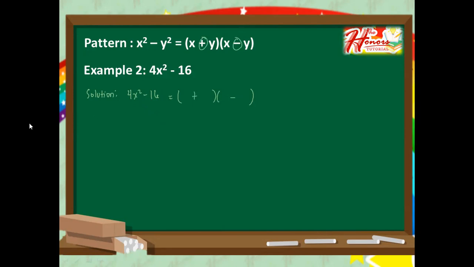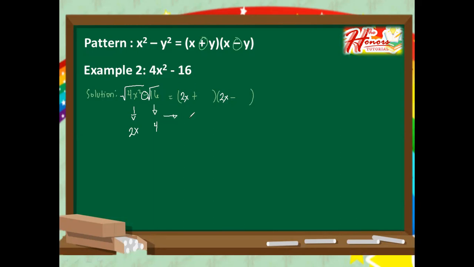And then after that, get the square root of the first term, 4x squared. Square root of 4, that's 2. Write 2 here. Square root of x squared, that's x. So we have here 2x for our first term. For the second term, don't mind this, the operation. And then just go straight to square root of 16. Square root of 16 is equal to 4.